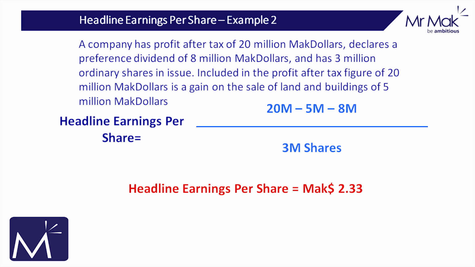We would calculate the headline earnings per share by saying profit after tax of 20 million, subtract the 5 million gain on the sale of land and buildings because it's once off, and minus the 8 million preference dividend, giving us 7 million. We would then divide the $7 million by the 3 million ordinary shares in issue. That would give us headline earnings per share of $2.33 per share.